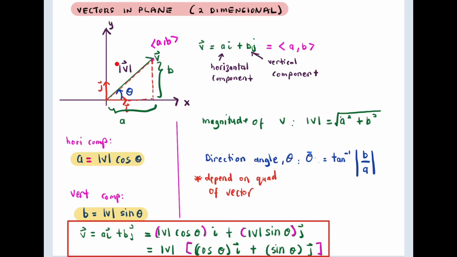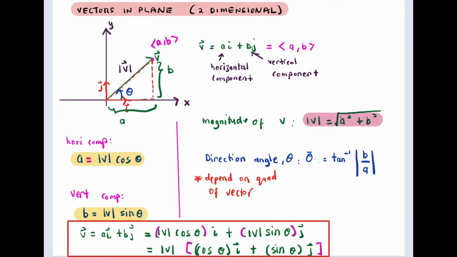Now let's see this line here. This is your magnitude. We call this the magnitude of V. So let's calculate the magnitude of V. This is just the Pythagorean theorem. You can see this clearly. This is A, this is B, so this is the hypotenuse. So the magnitude of V is equal to the square root of A squared plus B squared.